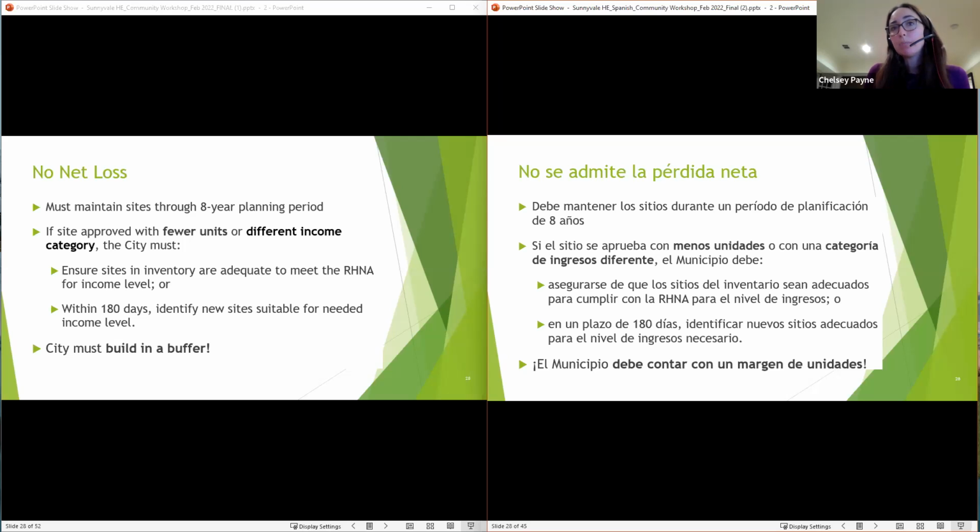So the housing element is going to reflect that high density sites have the opportunity to accommodate lower income housing, but ultimately we know that market rate housing can be built on those sites as well. So it's going to be really important that the city build in a buffer of additional higher density housing capacity to make sure that there's enough opportunity to meet the lower income RHNA over the whole 8-year planning period. Next slide, please.